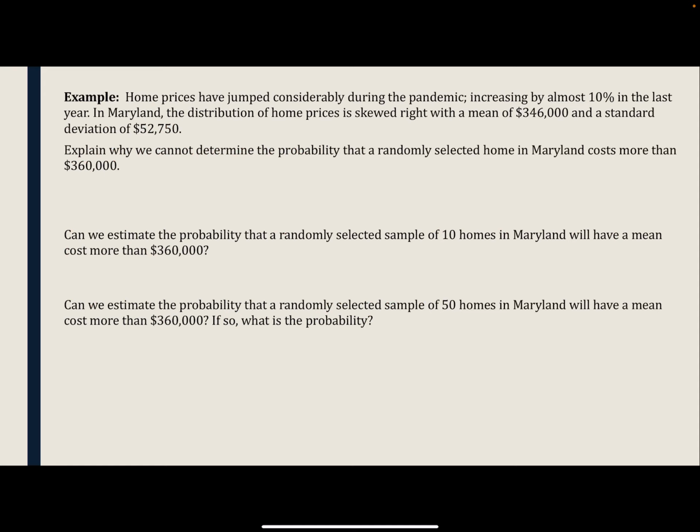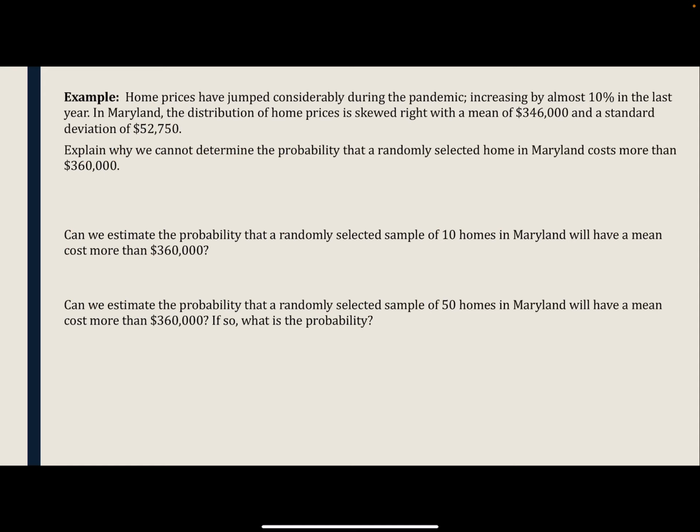So it says home prices have jumped considerably during the pandemic, increasing by almost 10% in the last year. In Maryland, the distribution of home prices is skewed right with a mean of $346,000 and a standard deviation of $52,750. Explain why we cannot determine the probability that a randomly selected home in Maryland costs more than $360,000. So with this first part, we're talking about a single home.